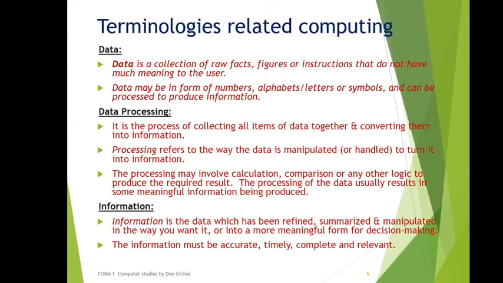Then we also need to know some of the terminologies related to computing. We have agreed that a computer converts input, that is data, through the help of special instructions, the program, which is the processing, to give information. And therefore, we have data. Data is a collection of raw facts, figures, or instructions that do not have much meaning to the user. Data may be in the form of numbers, alphabets, letters, symbols, and can be processed to produce information. If you are asked what data is, simply, data refers to raw facts.